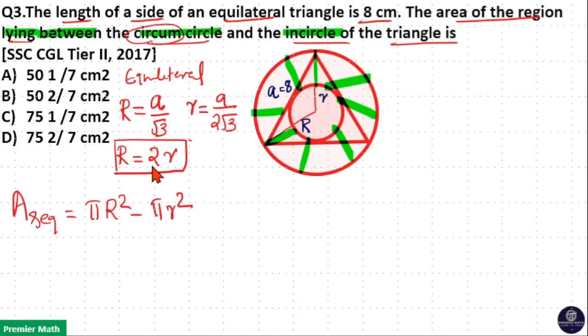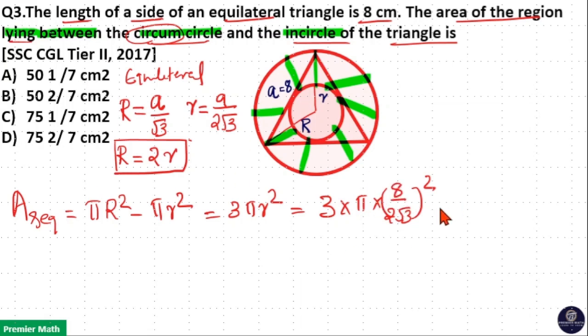Here capital letter R is equal to 2r. So 2r square is equal to 4r square. So 4 pi r square minus pi r square is equal to 3 pi r square, which is the required area. 3 pi r square means 3 into pi into r square, where r is equal to A by 2 root 3. So A by 2 root 3, the whole square. Here A is equal to 8. So which in turn 3 pi into 8 square is 64, divided by 2 root 3 square, which means 4 into 3.